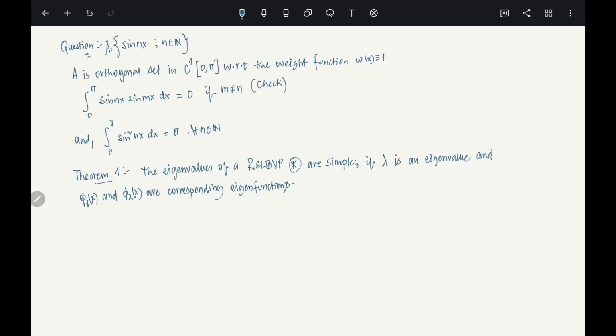What you can show is then that phi1 and phi2 are linearly dependent, so they cannot be linearly independent. So basically what it means is phi1 has to be a constant times phi2. There cannot be two extremely different functions which are linearly independent. Right, so what is the proof?